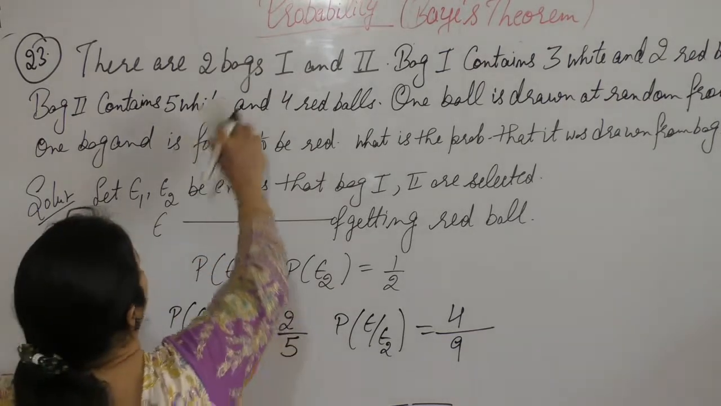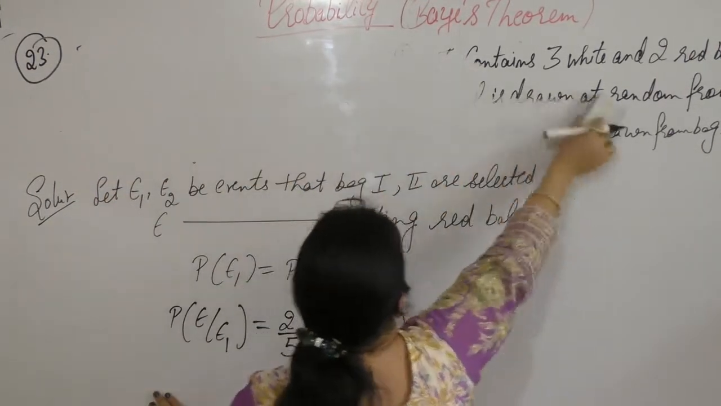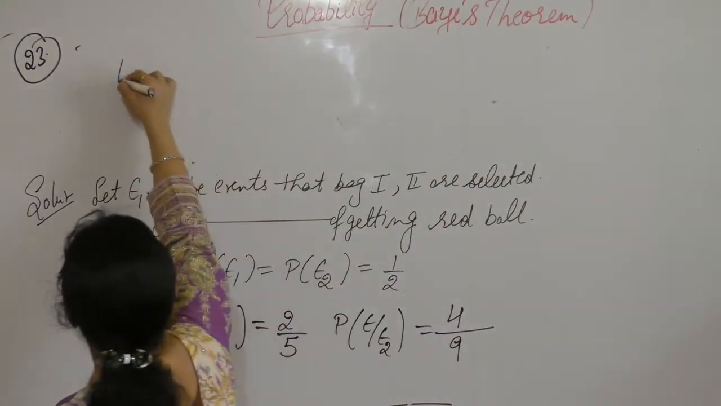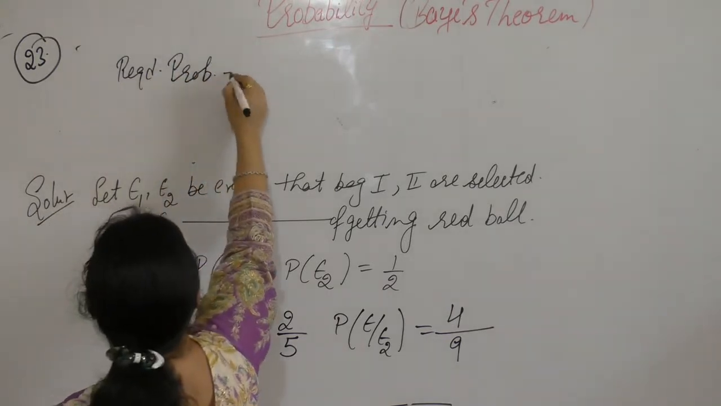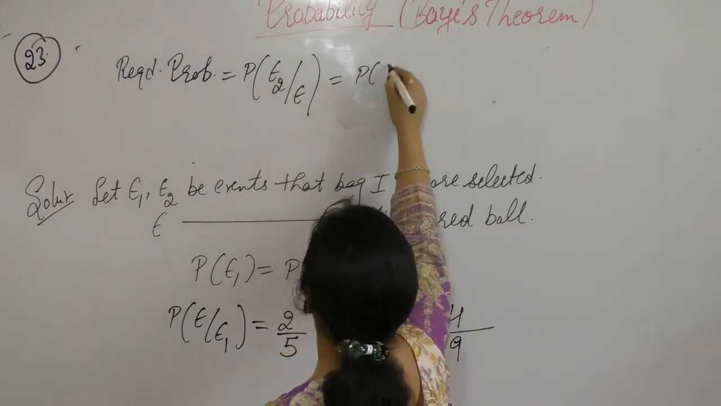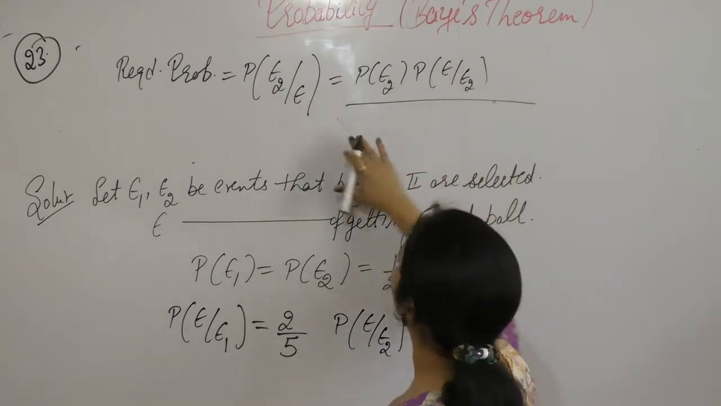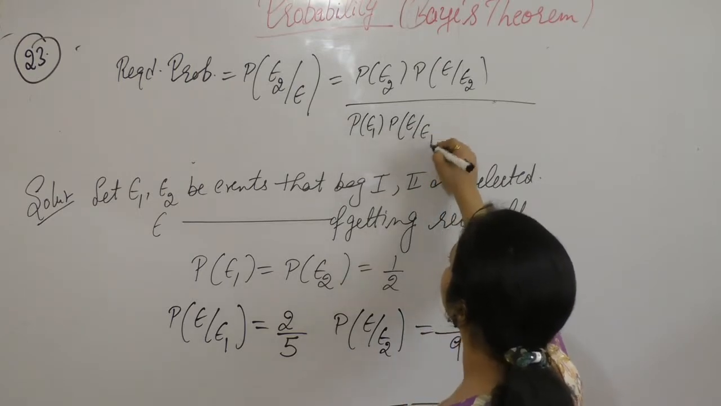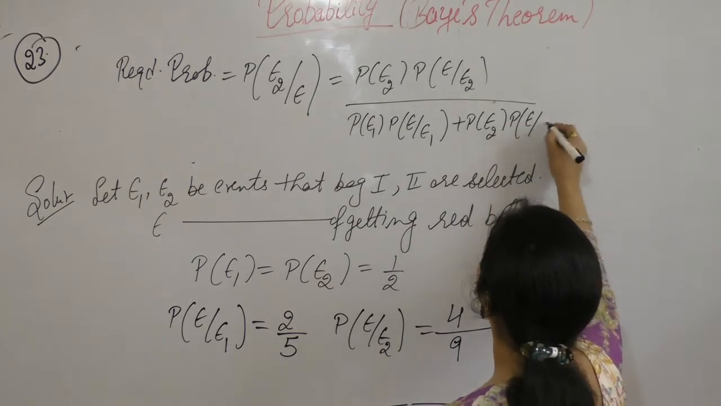Now the required probability: write down that it was selected from bag 2. The required probability is probability of E2 upon E, that is equal to probability of E2 into probability of E upon E2, upon probability of E1 into probability of E upon E1 plus probability of E2 into probability of E upon E2.